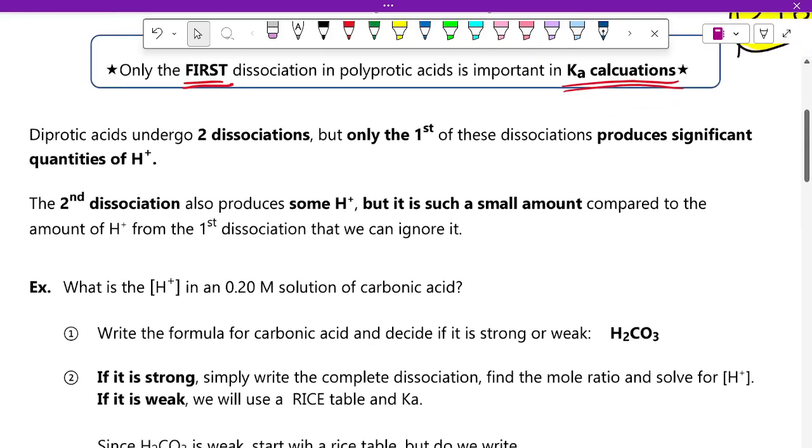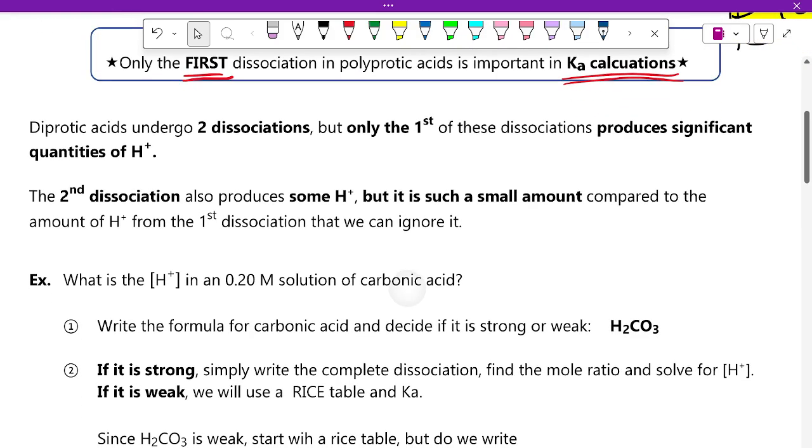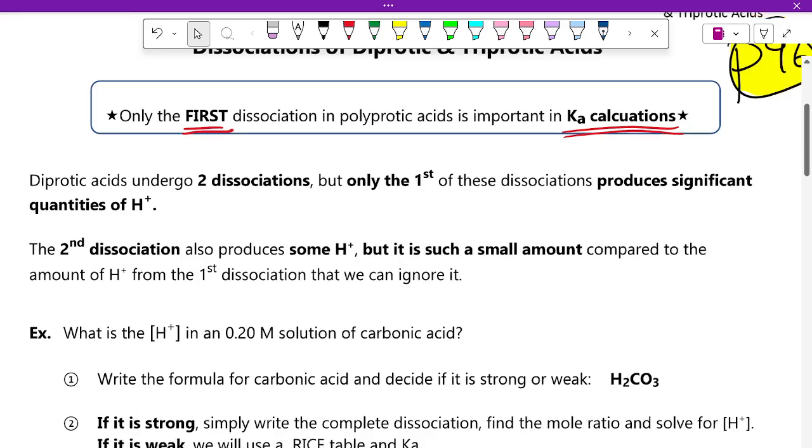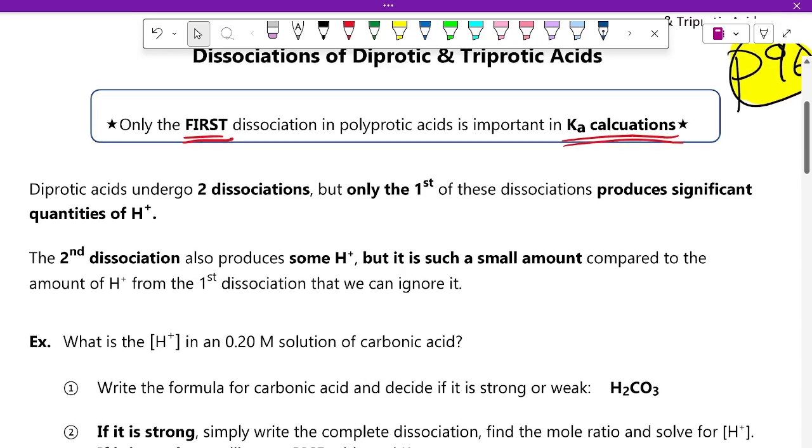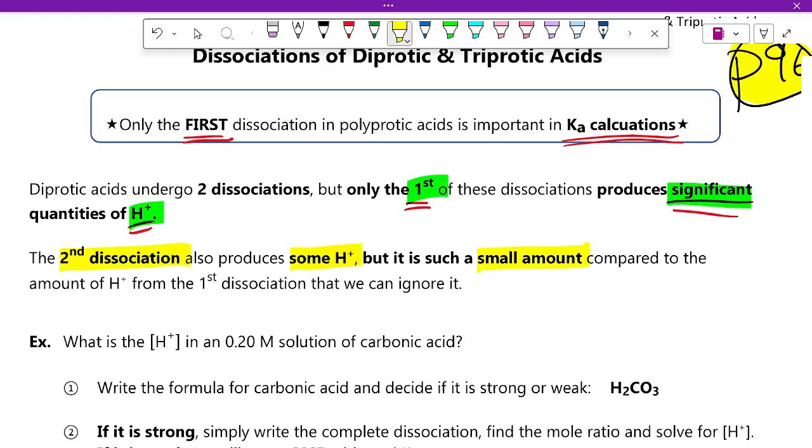Yeah. So diprotic acids usually do undergo two dissociations. It's not like the second one doesn't happen, but only the first one produces significant quantities of hydrogen, H+. The first produces significant H+, but the second, some H+, but only a very small amount, so we can just ignore it.